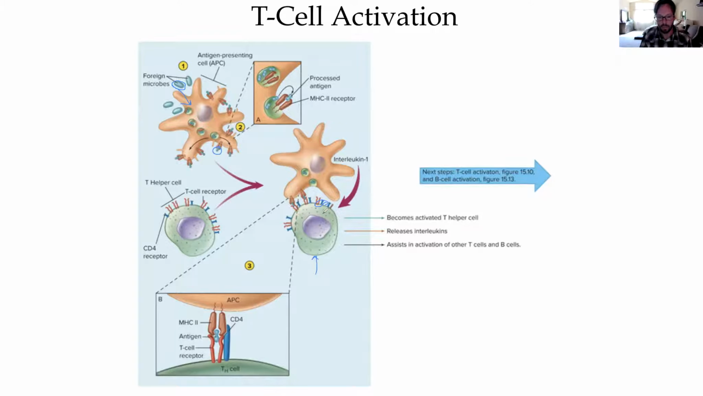Anybody know what the blue receptor is? If this is a helper cell? CD4. Yes, all right. CD4. Just making sure you guys are still out there. The CD4 cell, because it's a helper cell, is going to take that antigen and convey that message to the B cell and the cytotoxic T cell.